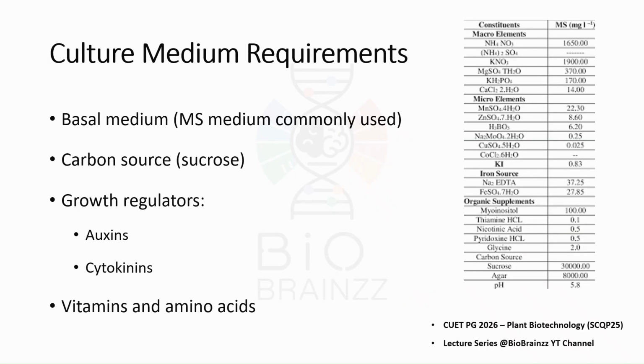Culture medium requirements. Successful tissue culture requires a well-balanced nutrient medium. MS medium is commonly used because it contains essential mineral nutrients required for plant growth. Sucrose provides energy, while growth regulators such as auxin and cytokinins control cell division and differentiation. Vitamins and amino acids support metabolic pathways and enhance embryo development.